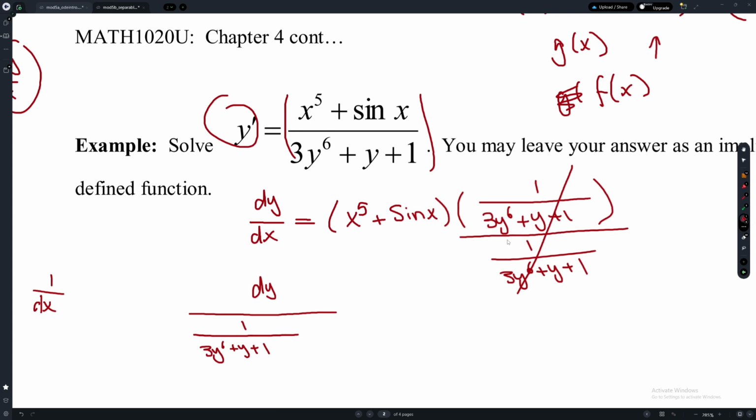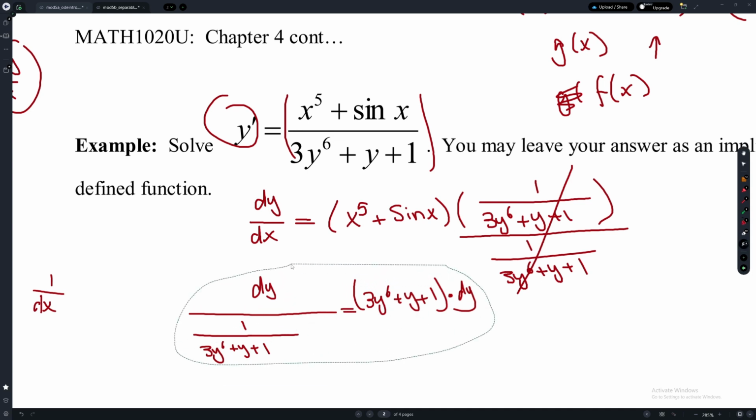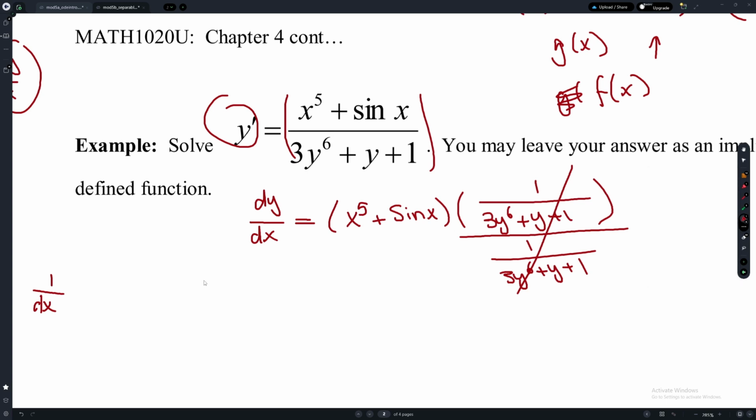If you're confused what I got, this one is just the whole thing, 1 over, right? And so now I got this. When you have a division over a division, you can actually flip and multiply. All right. So this is equivalent to 3y^6 plus y plus 1 times dy. You flip this and you multiply it by the top. These are equivalent, so I'm going to rewrite it. All right. So what I have is 3y to the power of 6 plus y plus 1.